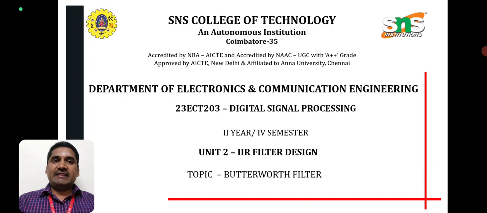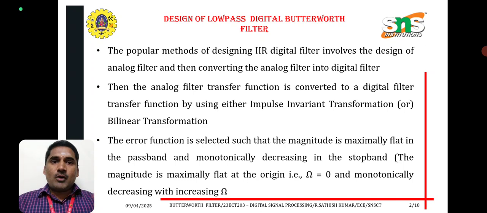Now let us see another video lecture series on IIR filter design, that is the Butterworth filter. The popular methods of designing IIR filters involve the design of an analog filter and then converting the analog filter into a digital filter. The analog filter transfer function is converted to the digital filter transfer function by using either impulse invariant transformation or bilinear transformation. The error function is selected such that the magnitude is maximally flat in the passband and monotonically decreasing in the stopband. The magnitude is maximally flat at the origin, at ohm equal to 0, and monotonically decreasing with increasing ohm.